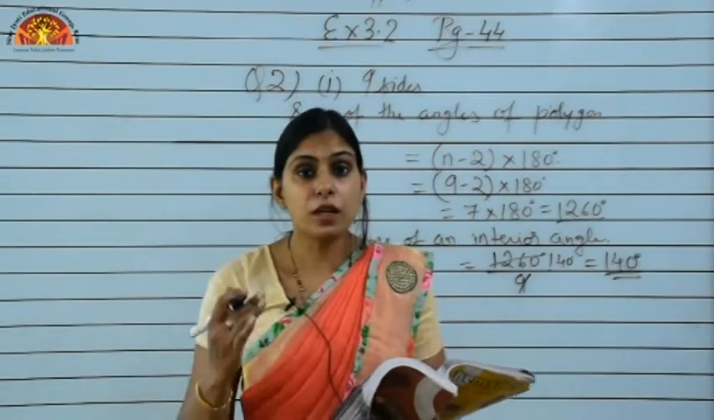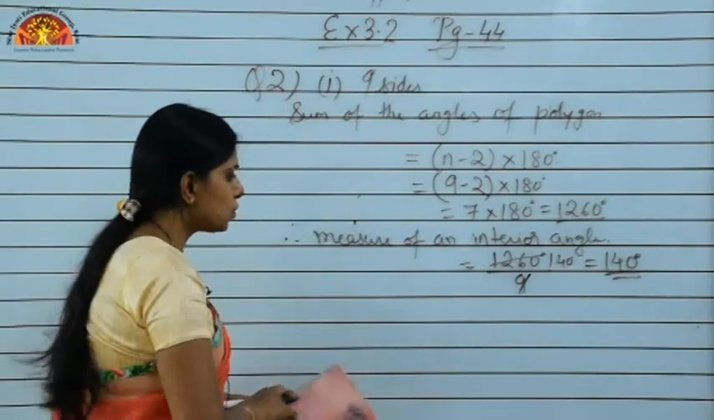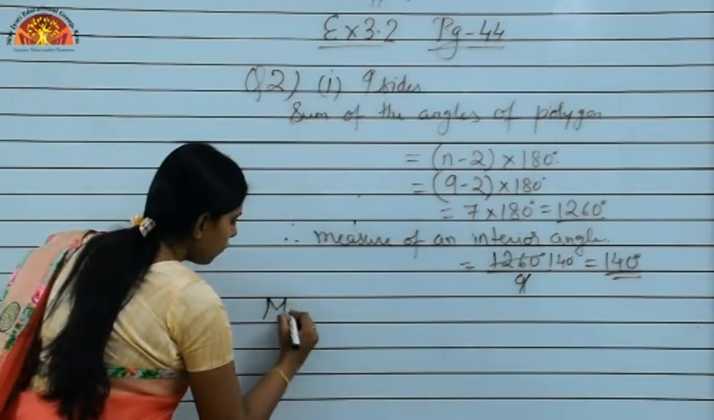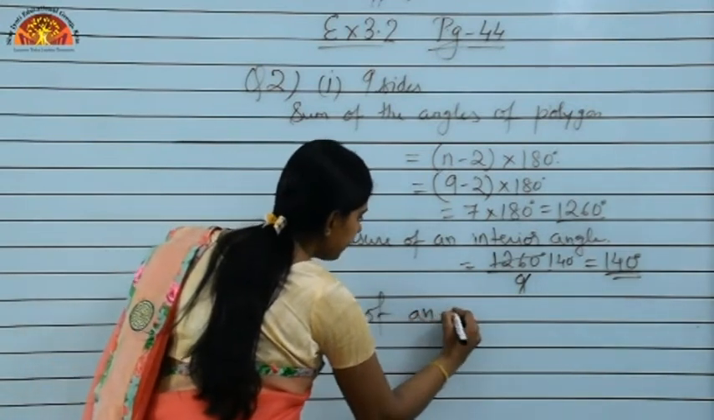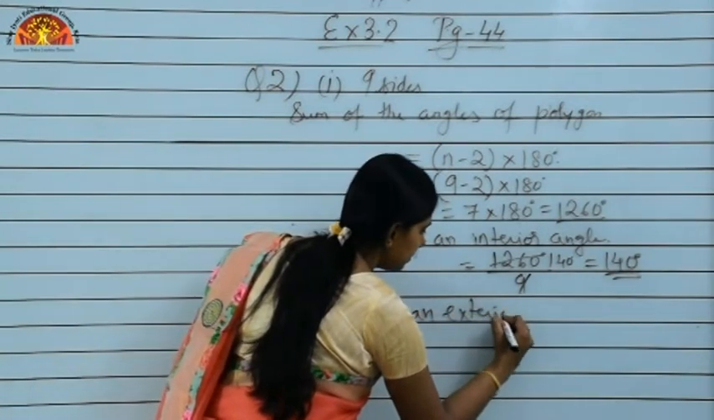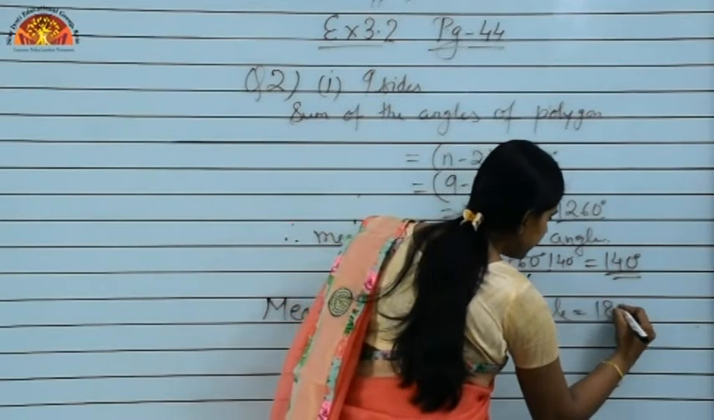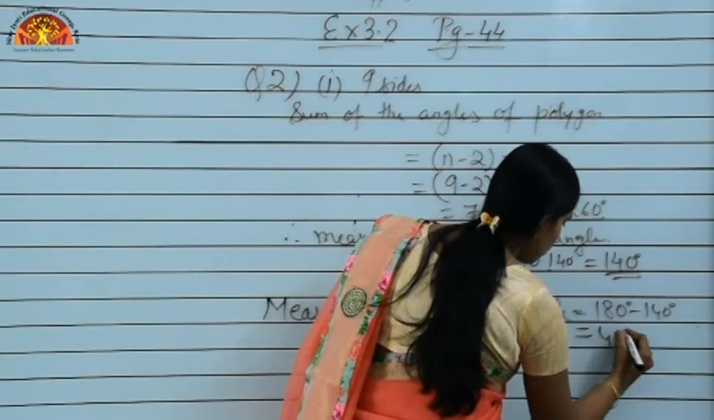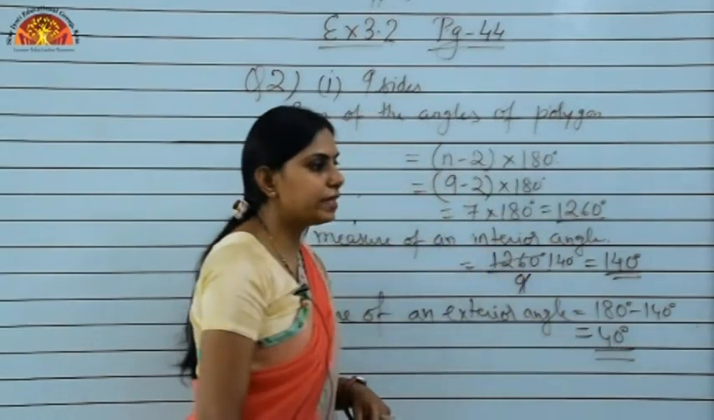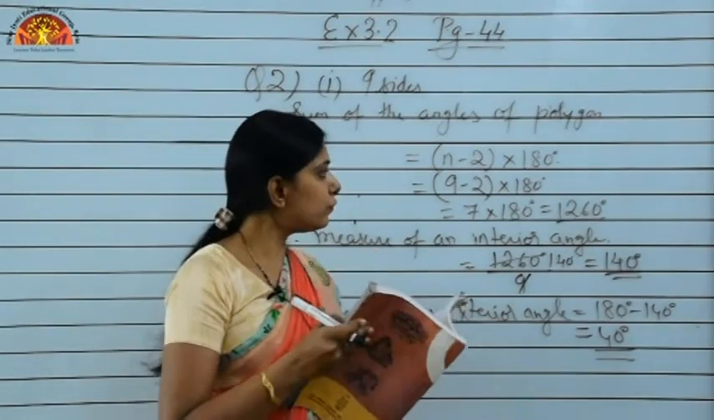Now again, what is the question? That you have to find the measure of the exterior angle. So the measure of an exterior angle is equal to 180 degree minus 140 degree, which is equal to 40 degree. So the measure of an exterior angle is equal to 40 degree. This is the first method.